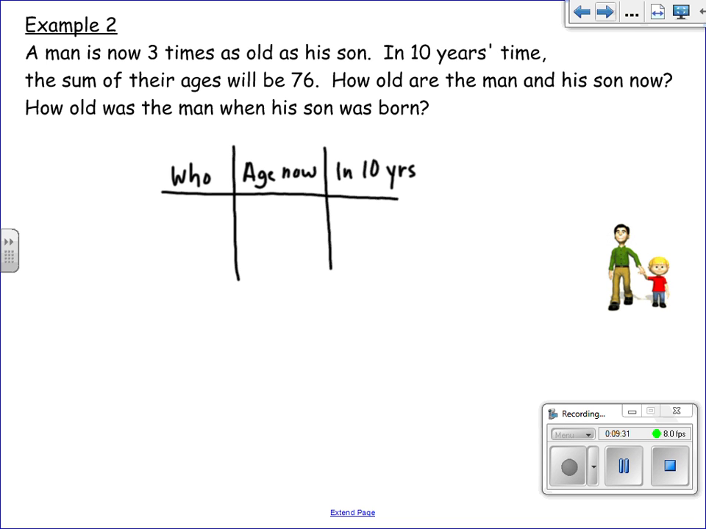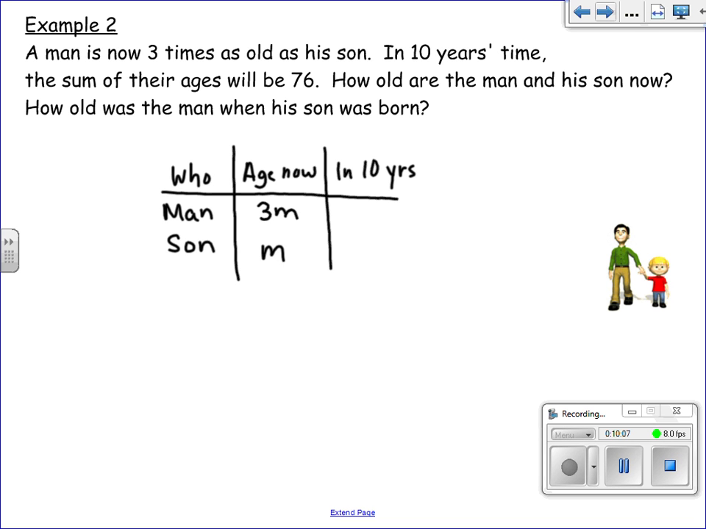All right. So what goes in the who column, Melissa? Father and son. Man and son. Okay. Now we got to come up with expressions for their ages now. Ages now. What do you think, Mikey? M for who? Man. If M is the man, what's the son going to be? Well, actually, the son would be M, and then the man would be 3M. Very good. The son would be M, and the man would be 3M.